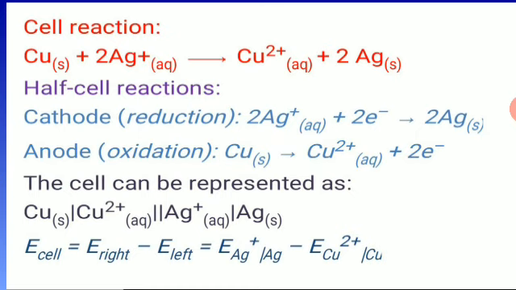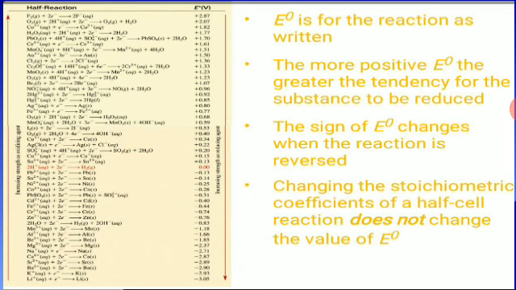Cu | Cu2+, then two vertical lines are there, and it is your Ag+ | Ag. So here one is your right side electrode, and the next one is your left electrode. So E naught cell is always your E naught cathode minus E naught anode.